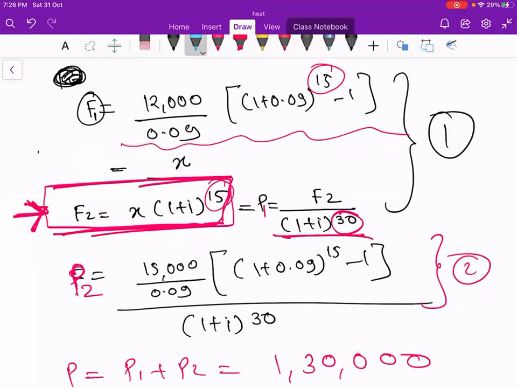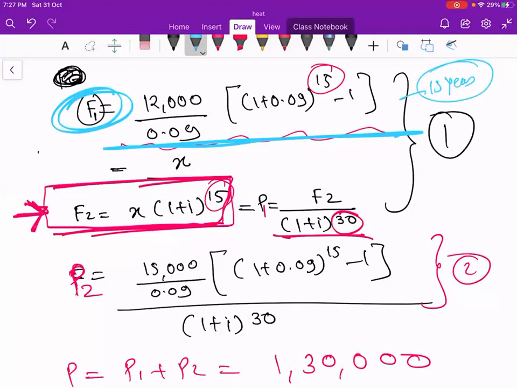See, in the second method, this is the formula. Here I will get the future amount after 15 years. For the next 15 years, you will get a lump sum amount, something X. In place of X, you can write F1. So F2 equals F1 times (1 plus I) to the power 15. You are going again 15 years forward. Then for present value, I want 30 years back. So this is the present value.